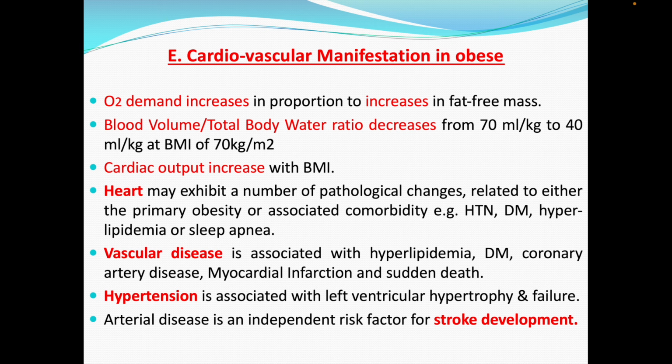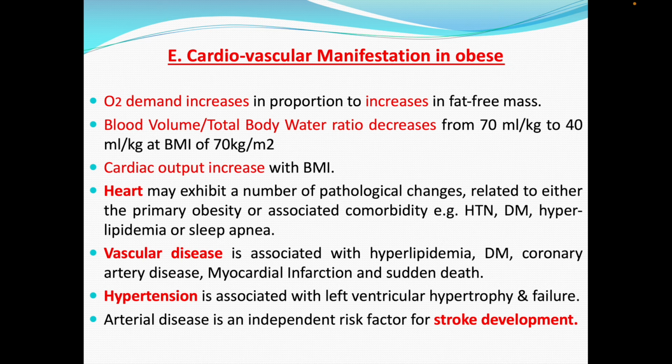Now, cardiovascular manifestations in the obese. Oxygen demand increases in proportion to the increase in fat-free mass. This is muscle. If the muscle tissue increases, they need more oxygen. And obese patients have higher muscle tissue. Fat and muscle are both increased. Blood volume to total body water ratio decreases from 70 ml per kg to 40 ml per kg at high BMI.